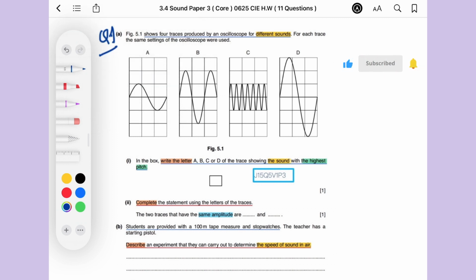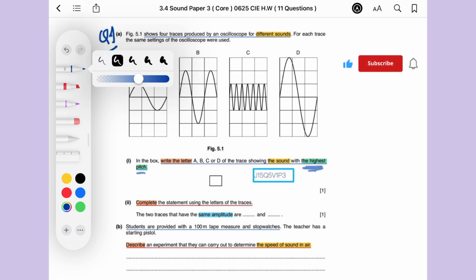Question 1. Showing 4 traces produced by a cathode ray oscilloscope for different sounds. The same settings of the oscilloscope were used. In this box we will choose one of the letters A, B, C or D of the trace which is representing the sound which has the highest pitch.